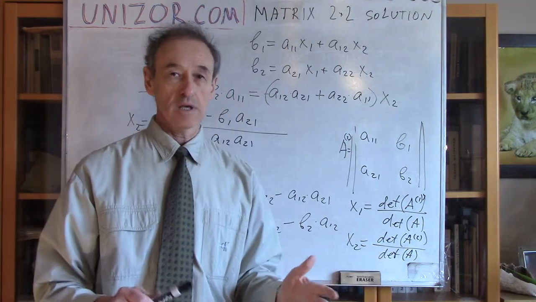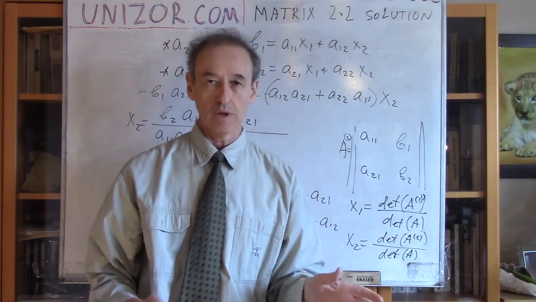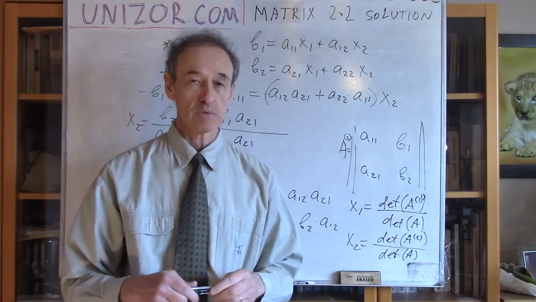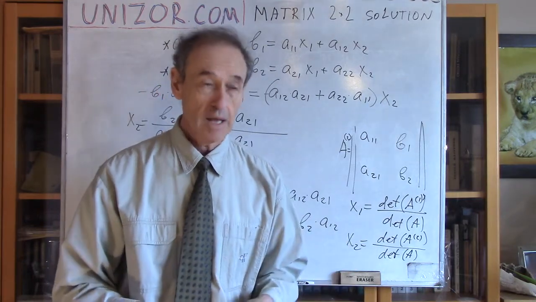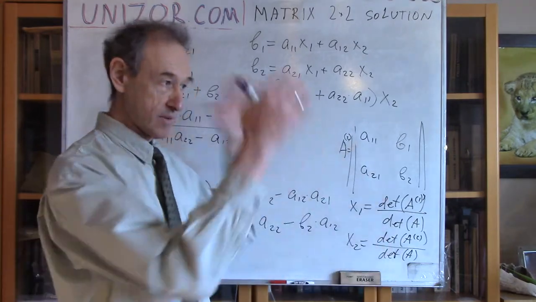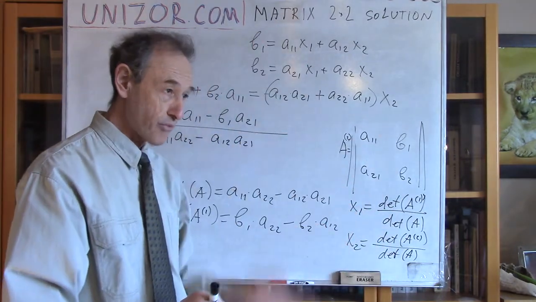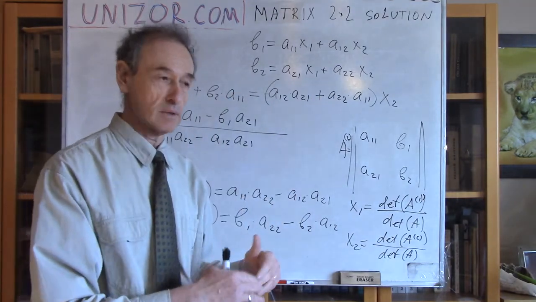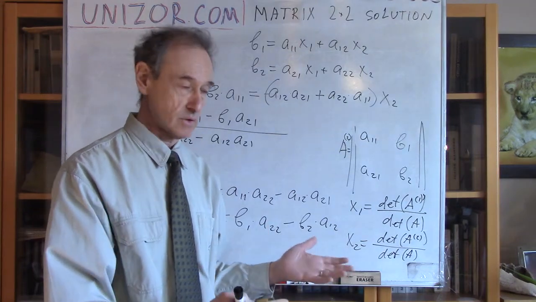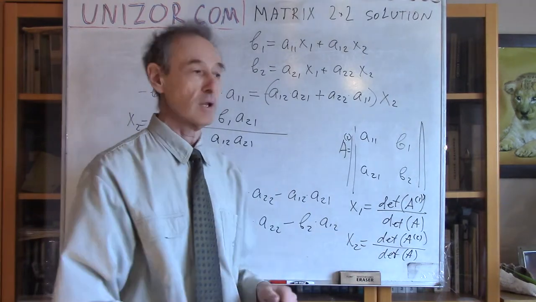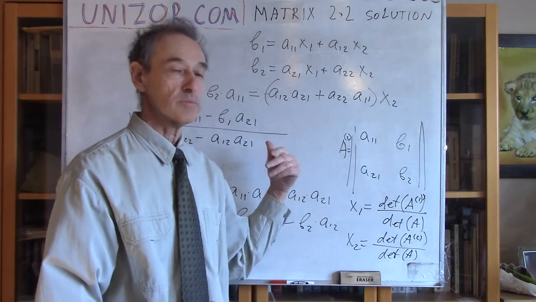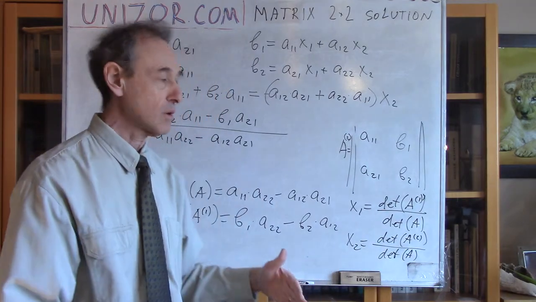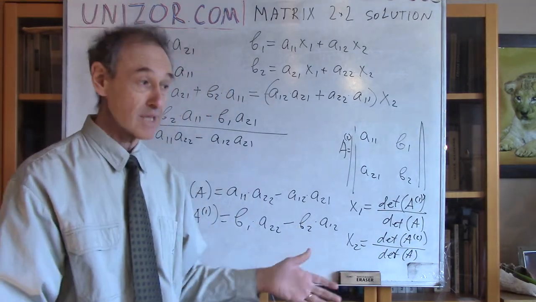Now, what's interesting is that exactly the same formulas exist for three equations with three variables, 4, 25, whatever. The formulas are exactly the same. So you have the matrix of the coefficients, you substitute the first column with the free members and get the determinant, divide by the determinant of the matrix of the coefficients, you will get the first variable. Substitute the second column with free members, get the determinant, divide by the determinant of the coefficients, and you will get the second variable, etc., etc., etc.